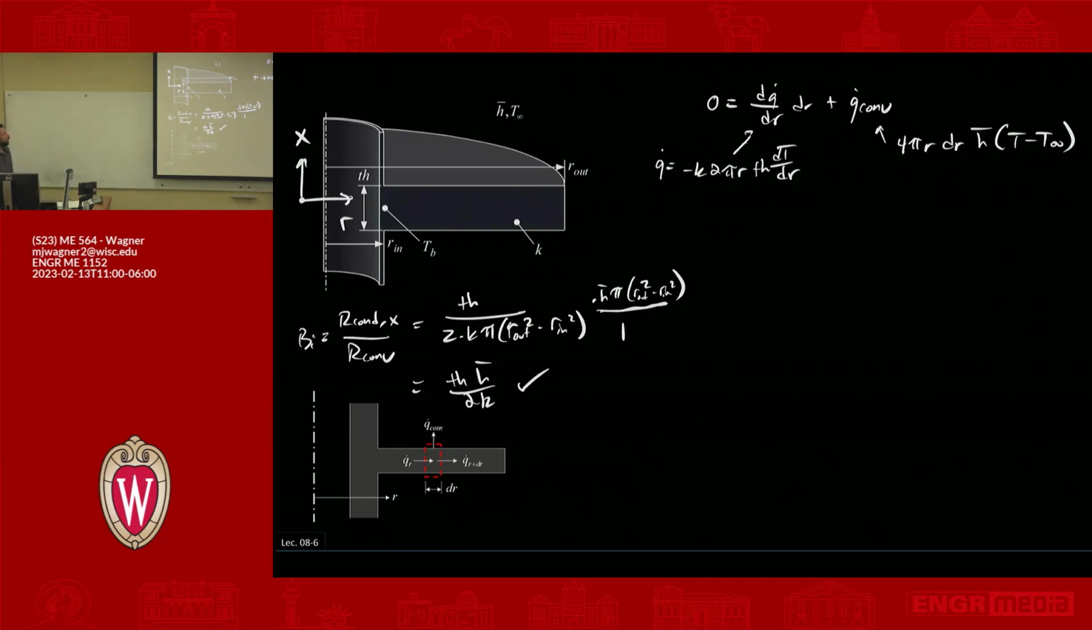Right? So that 4 pi is for the top and the bottom surface. It would normally be 2 pi r dr, but we have both top and bottom. So we can substitute that into our equation above, and we end up with 0 is equal to d/dr of minus 2 pi k r thickness dT/dr times dr is equal to, oops, sorry, it's just plus 4 pi r dr h bar (T minus T infinity).